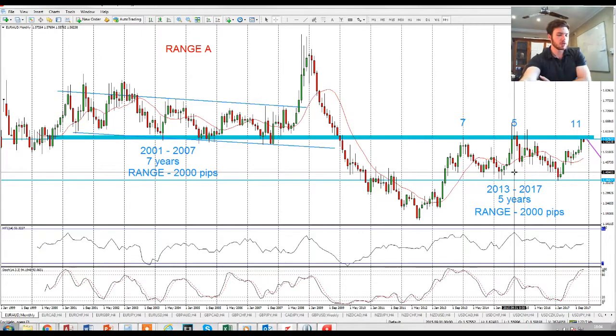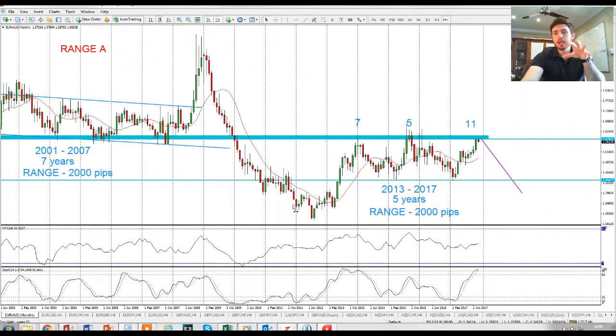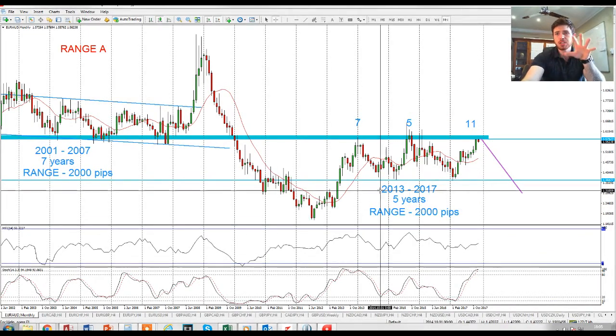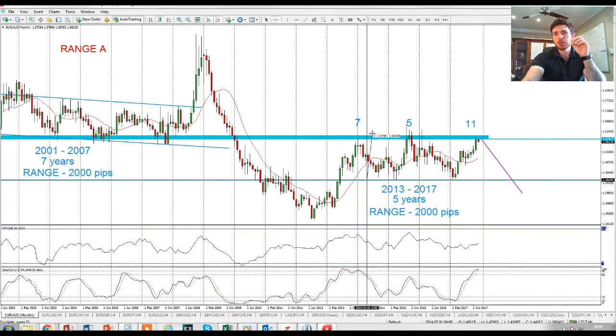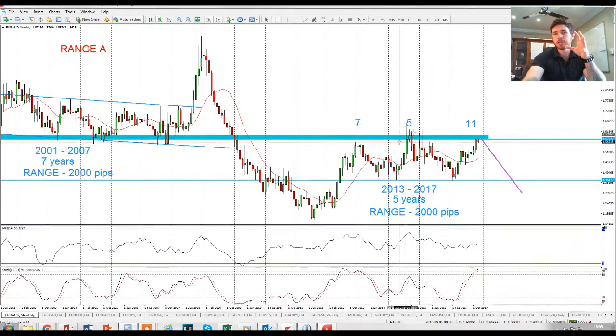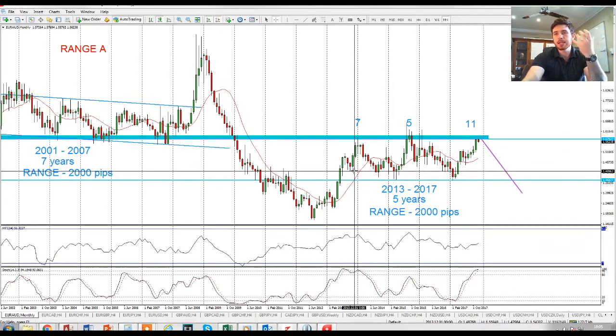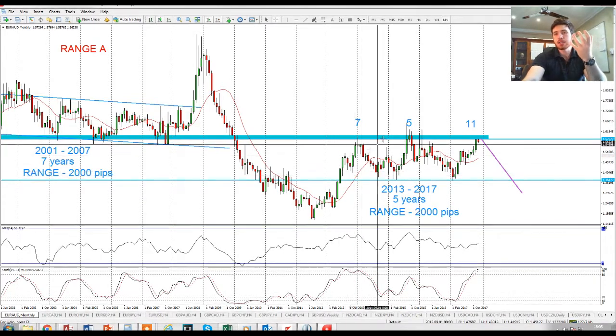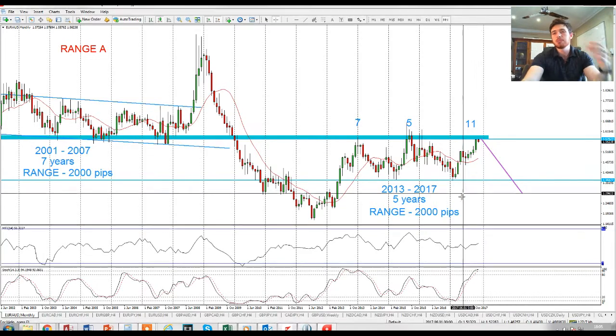But now what we're going to do is talk about the average range from the range A and range B. So as you can see, range B is also showing very similarly. Okay, so what have we got here? It's averaging about 2,000 pips movement at a time. So as you can see, there was a bit of an extension over here, but you can see that it's extending into that 2,000 pip region from time to time.